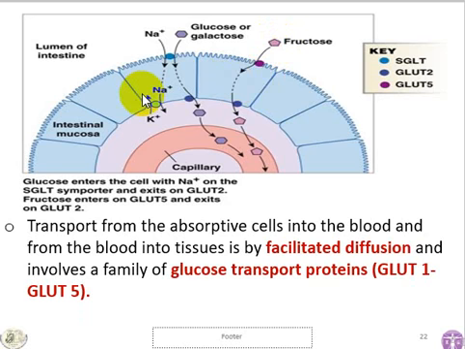Now, in the intestinal mucosa, both monosaccharides are present and absorbed to the circulation by facilitated diffusion using glucose transporter 2. So transport from the absorptive cells into the blood and from the blood into the tissue is by facilitated diffusion, and this involves a family of glucose transport proteins from glucose transporter 1 to glucose transporter 5.